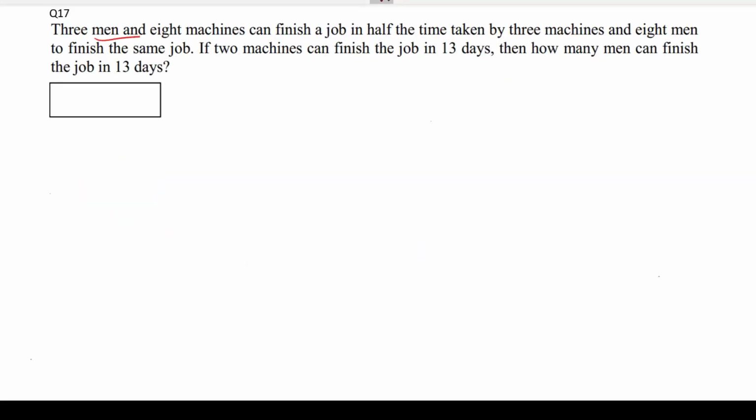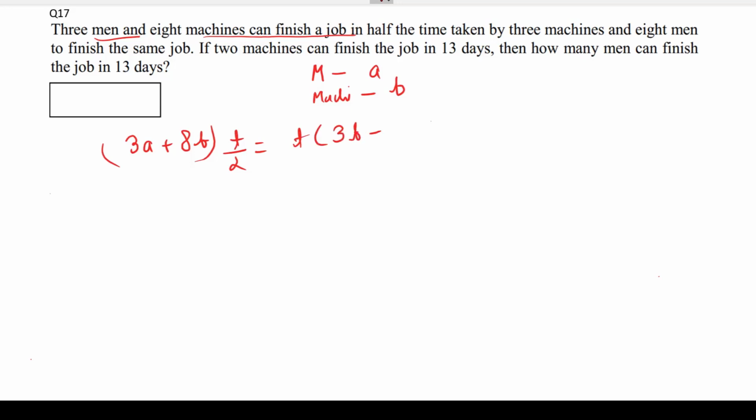3 men and 8 machines can finish a job in half the time. So this is a question of time and work. So let's assume a man does A work in a day and a machine does B work in a day. So now from the first statement, 3 men and 8 machines finish a job in half the time taken by 3 machines and 8 men.